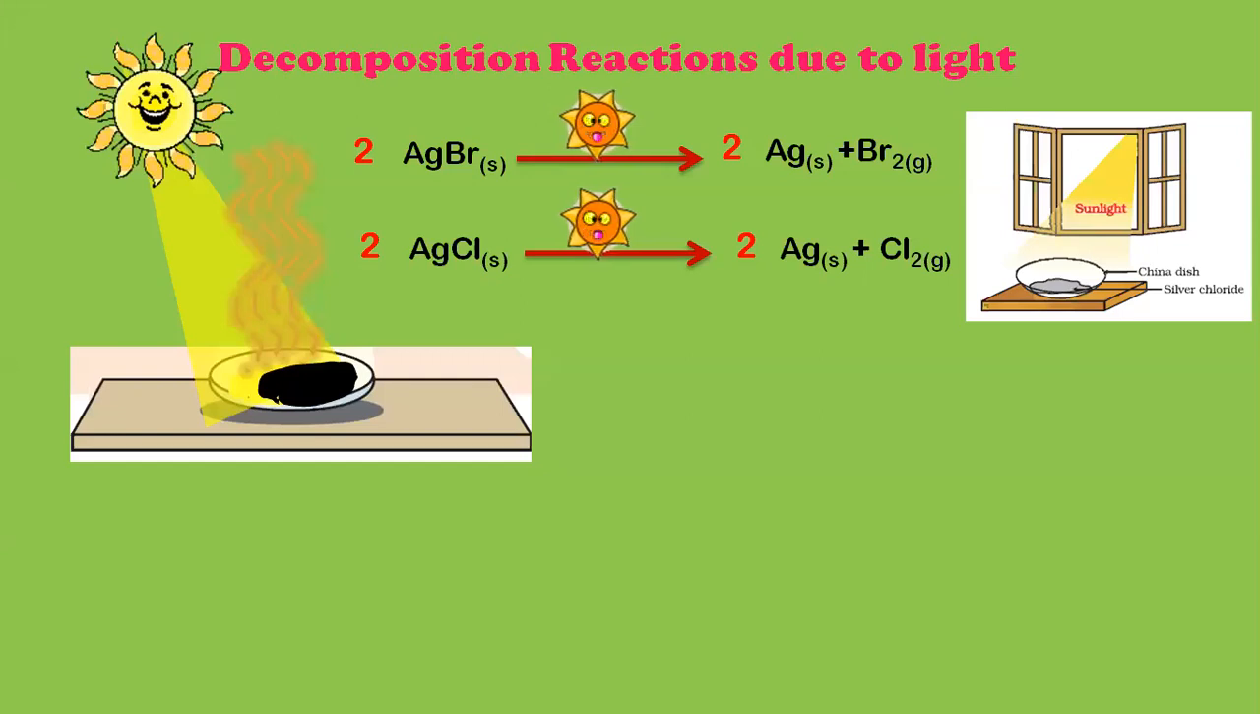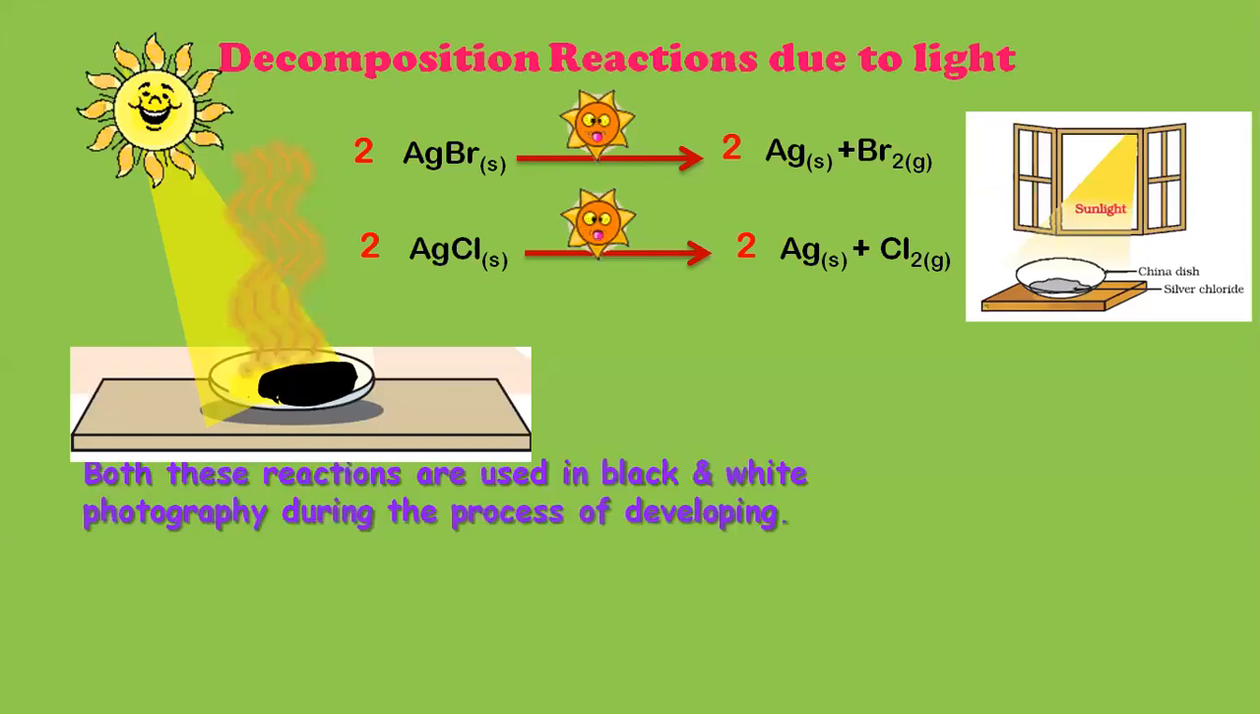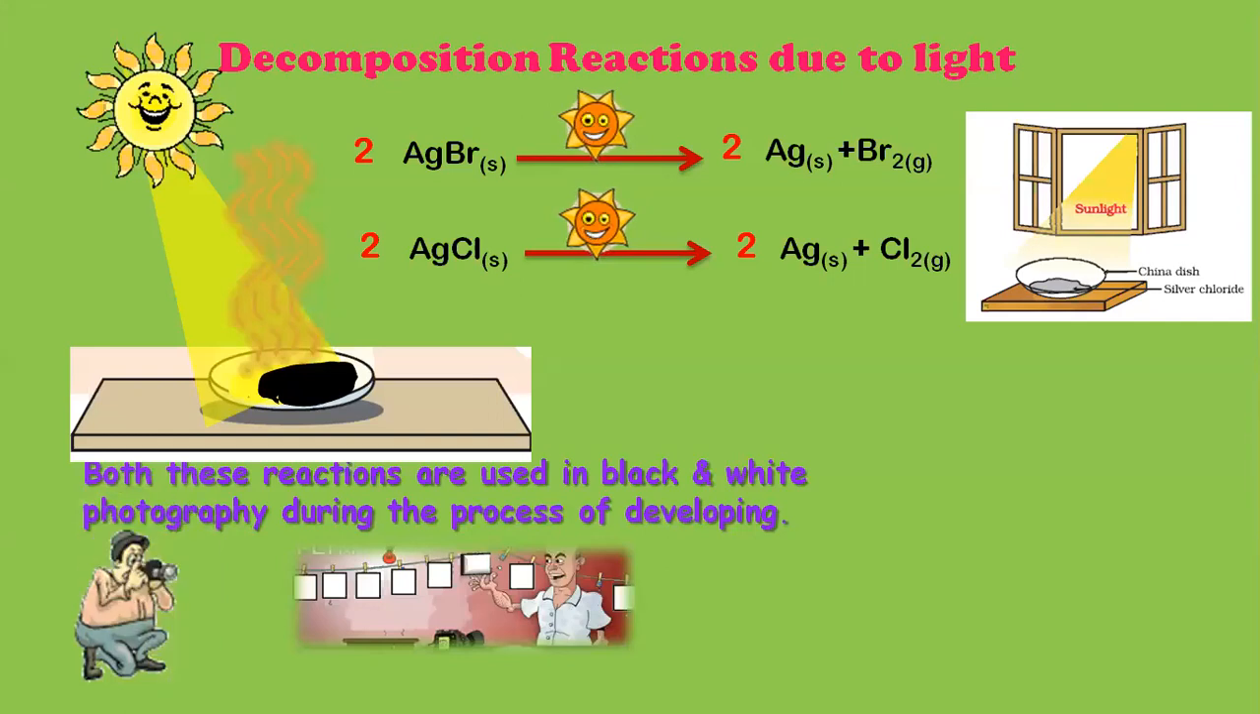Just a bit of extra information for you students. Have you ever seen where we use such compounds? Silver bromide, silver chloride. Both these reactions are used in black and white photography during the process of developing. I'm sure you might not have seen it live. Few of you would have seen it definitely. For those who have not seen, you might have seen it in movies. For developing photographs, usually they have these dark places, right? They are doing it in the dark because for developing, the solutions which are used are silver bromide and silver chloride. And from this reaction, we know that silver bromide and silver chloride are sensitive to light.